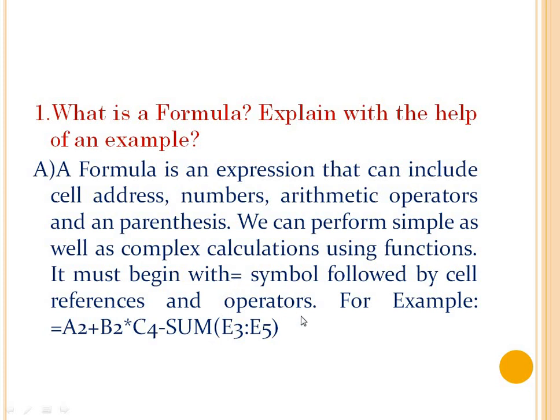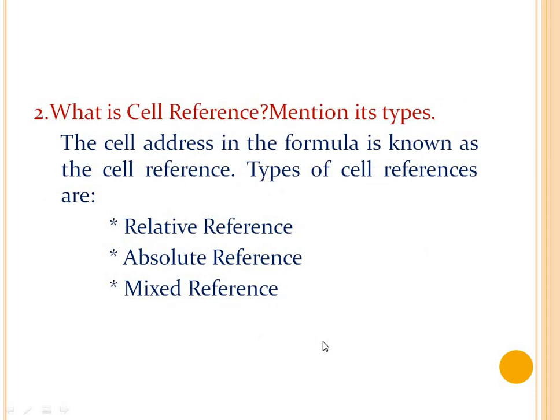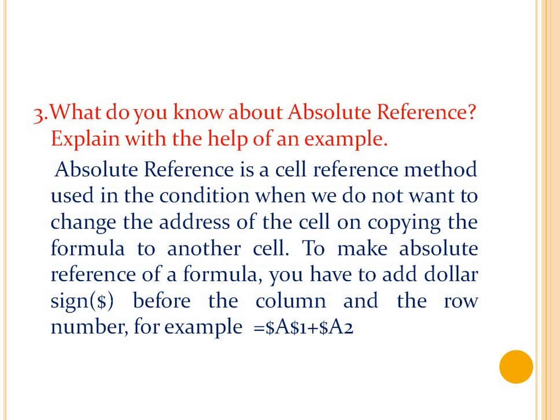Next, second question, what is cell reference? Mention its types. Third question, what do you know about absolute reference? Explain with the help of an example. Absolute reference is a cell reference method used when we don't want to change the address of the cell on copying the formula to another cell. To make an absolute reference, you have to add a dollar sign before the column and the row number. This is the example.